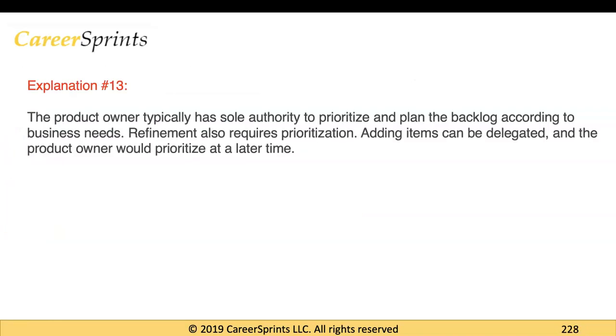So again, you can look at the explanation. So it says the product owner has the sole authority to prioritize and plan the backlog according to business needs. Refinement also requires prioritization. Adding items can be delegated and the product owner would prioritize at a later time. So yeah, you can pause it and read it as well if I read it too fast.